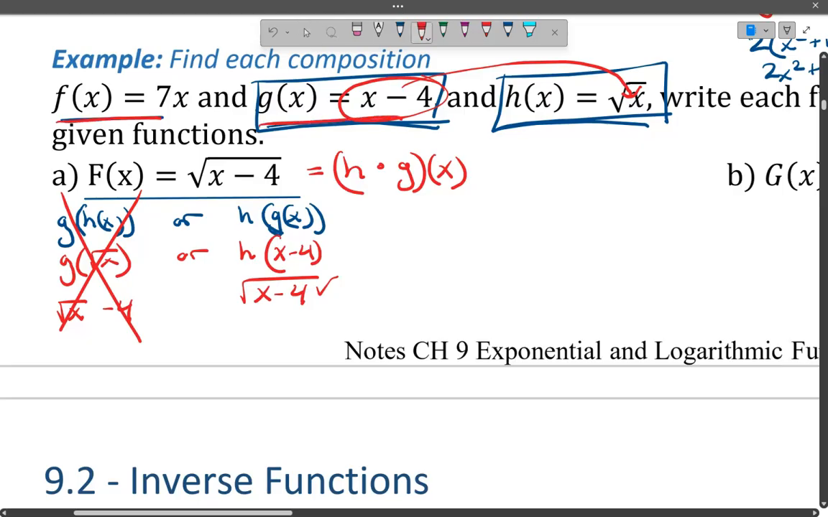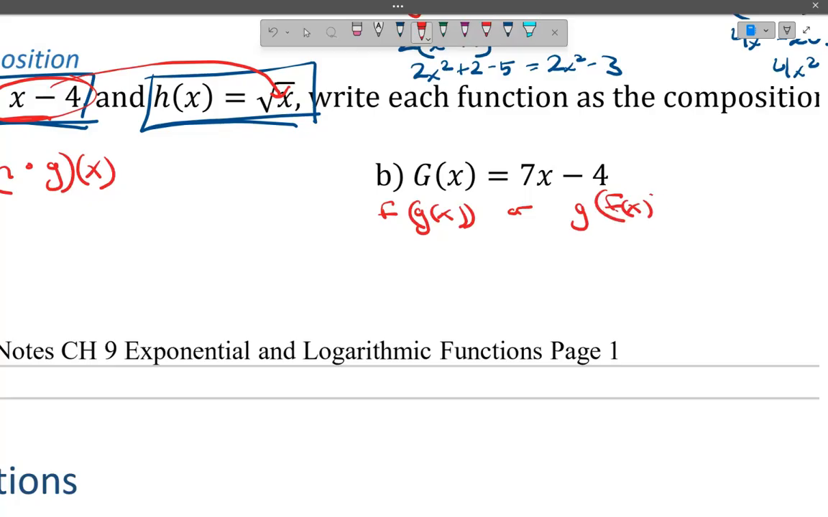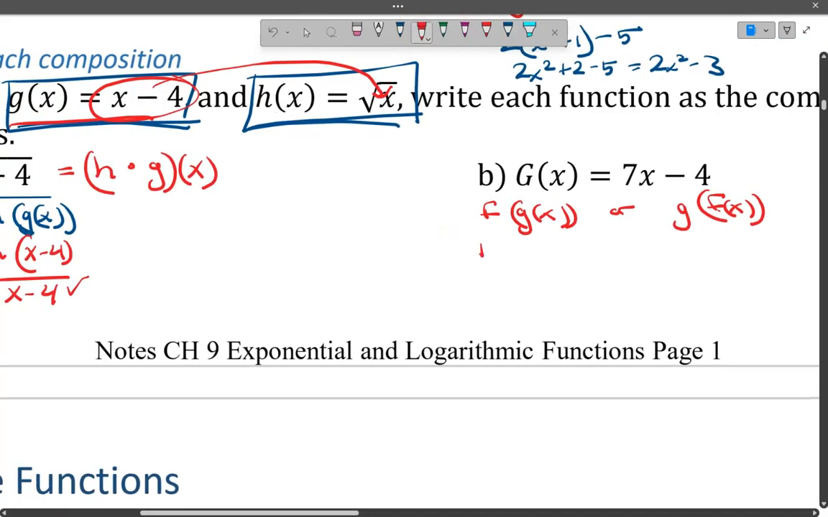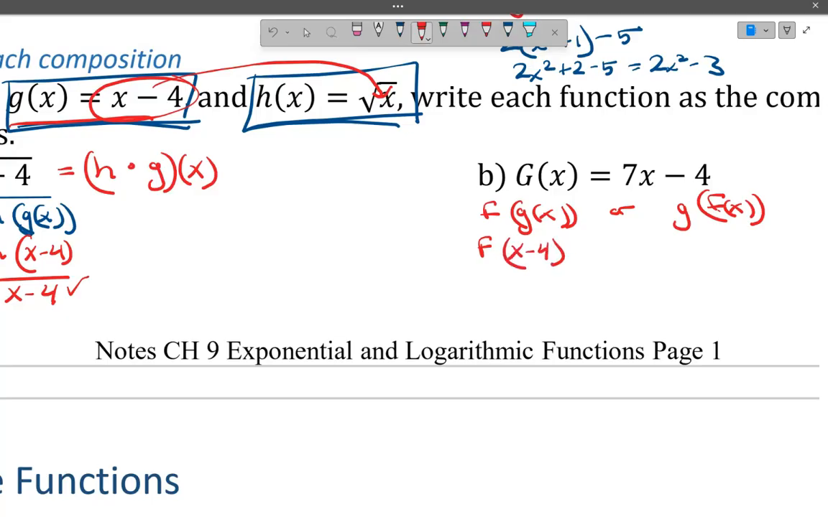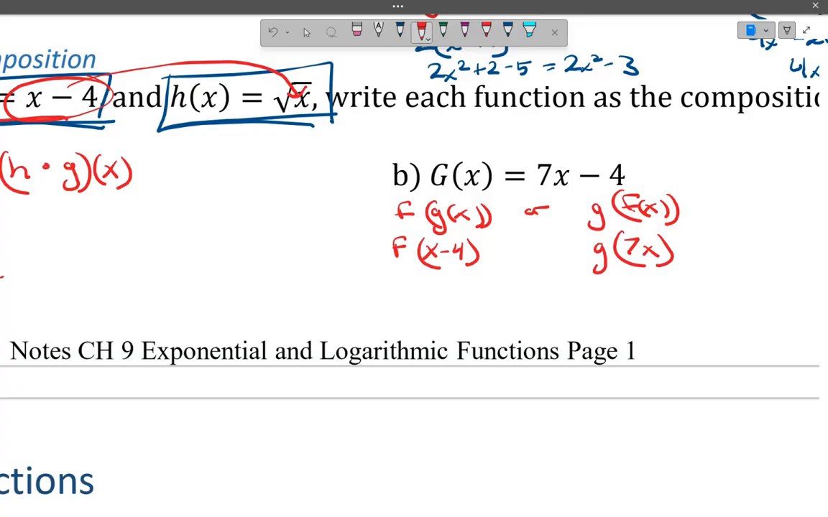When we're looking at g, again, we can identify that we're going to be using functions f of x and g of x. So is it going to be f of g of x or g of f of x? So again, it depends on what's the input. g is x minus 4 versus f of x being just 7x. So we can compare these 2 combinations.